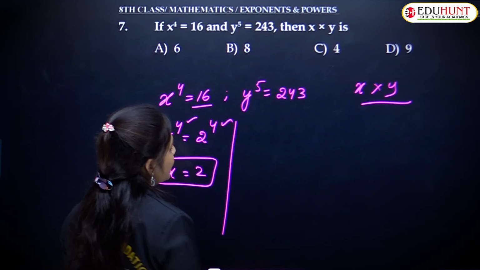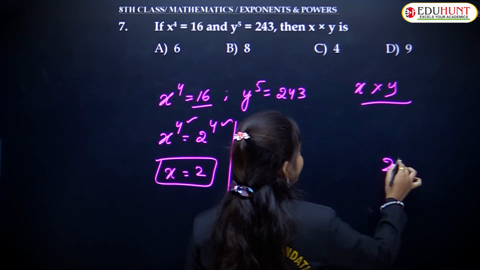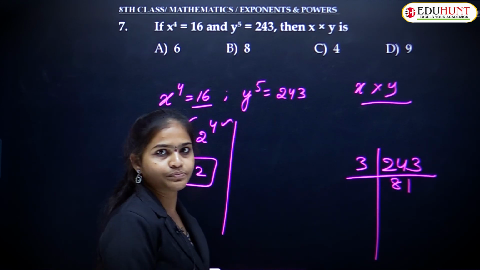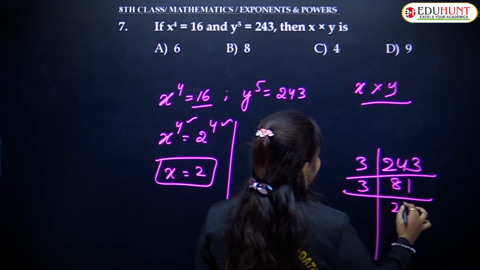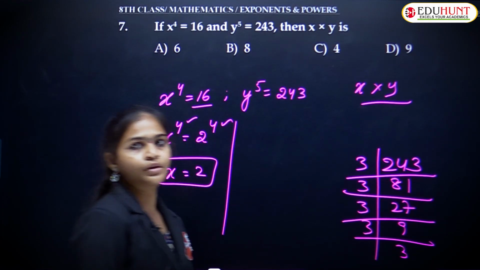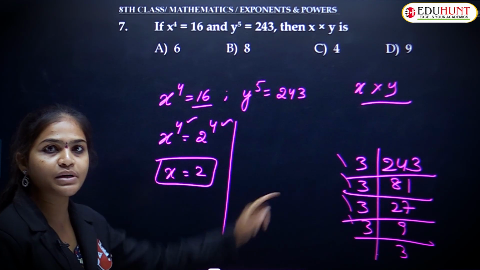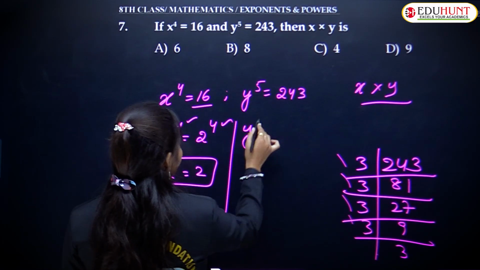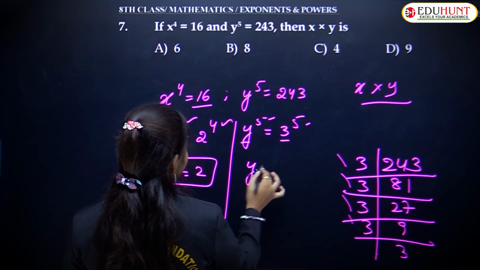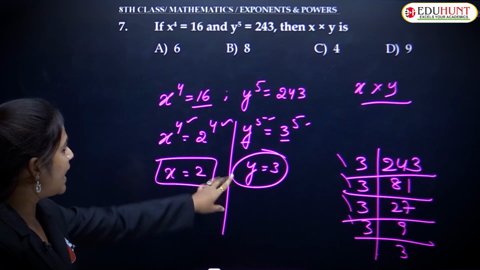From this, y is equal to... if you don't know how to write 243 as a power, at that case just go for prime factorization. So 3 8s are 24, so 3 81s. Next, 3 27s are 81, 3 9s are 27, 3 3s are 9. So from this we can say 3 power 5, counting 1 2 3 4 5, is equal to 243. So y power 5 is equal to 3 power 5. So here also the exponents are equal, so the bases are also equal. So from this, x is equal to 2 and y is equal to 3.